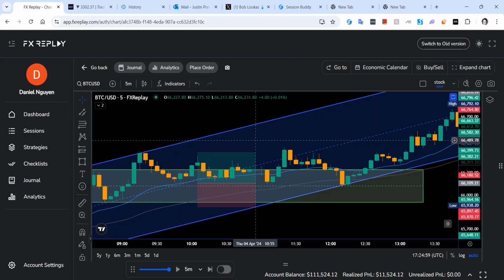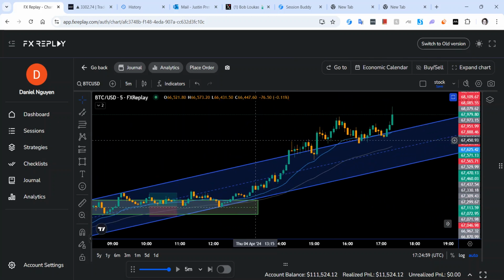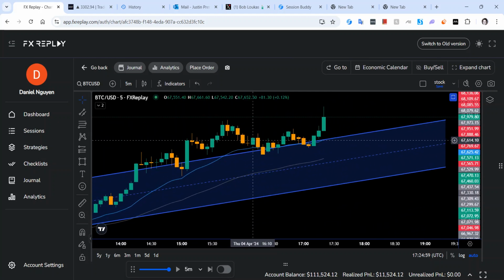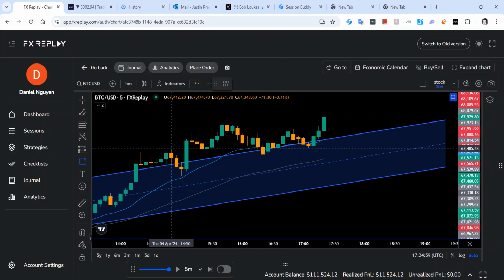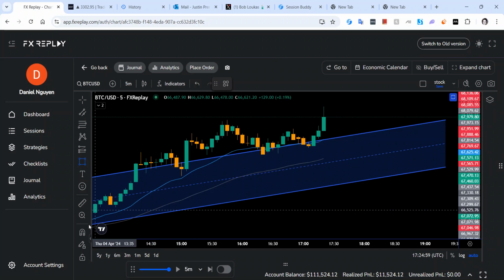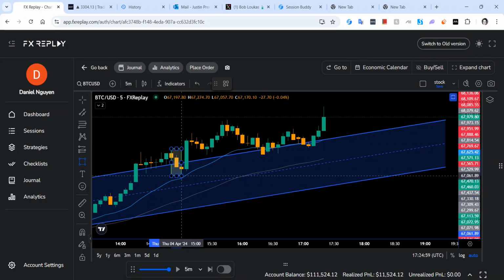So for the zone pullback, just to go over it one more time, let's find another example. Okay, so we're currently here. This is the live data. Nice move up, pull back here. So that's the very top of the move. I'll use the magnet tool, the very top of the move here to the very bottom of the move here.